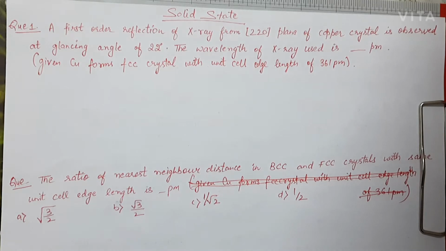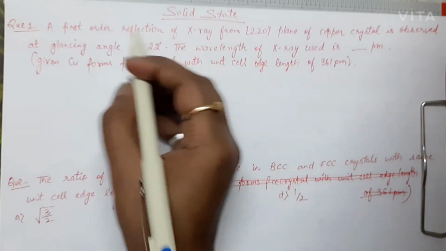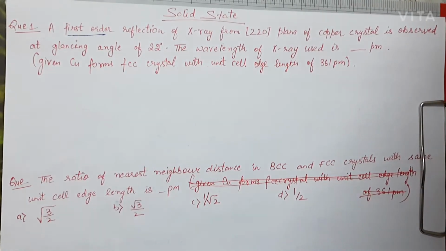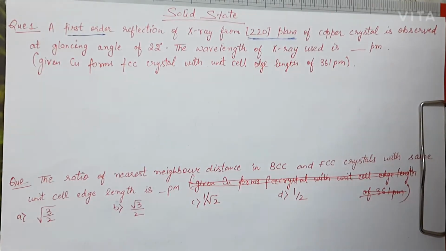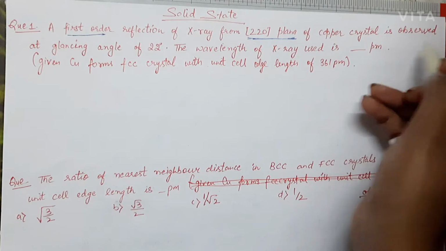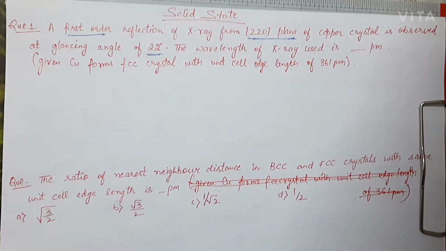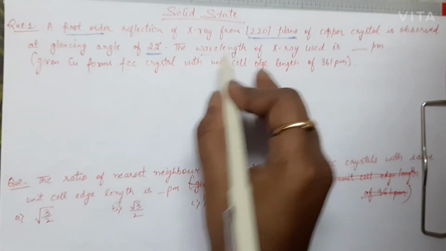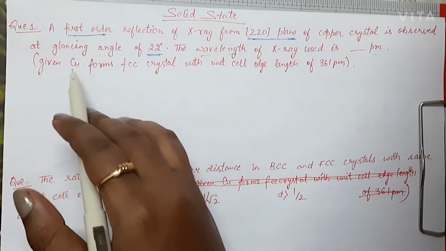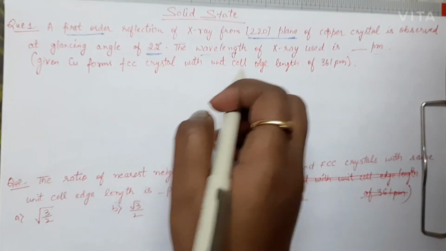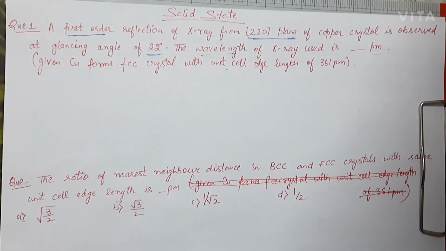So moving ahead with question number 1, it says that the first order reflection of X-ray, first order means n is equals to 1, and they have given the plane, that means h, k and l values are also available, for copper crystal is observed at glancing angle of 22 degrees, theta is also given. We have to find out wavelength lambda of X-ray in picometer. Also they have given the copper is forming FCC crystal with unit cell edge length. So the unit cell edge length, that is a, is also given to us.